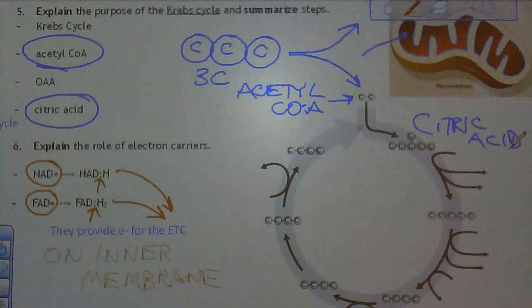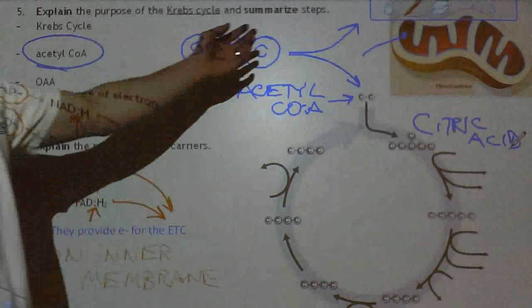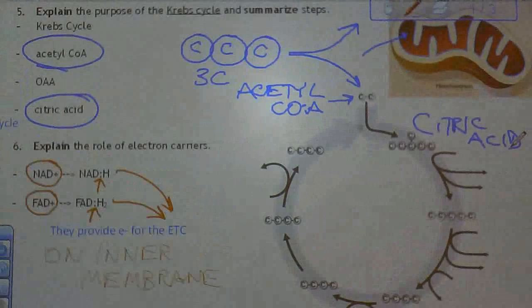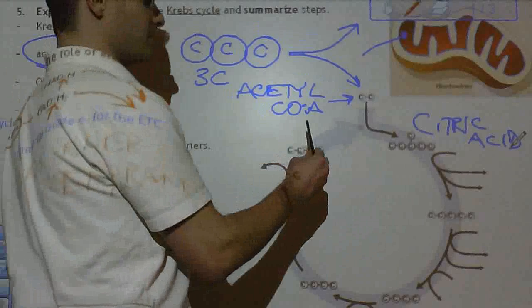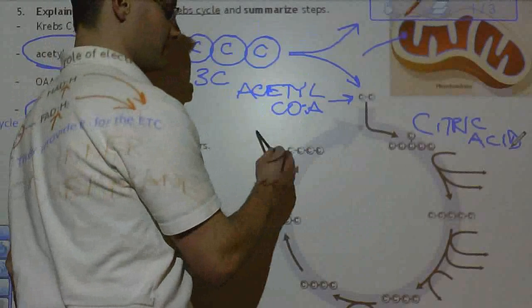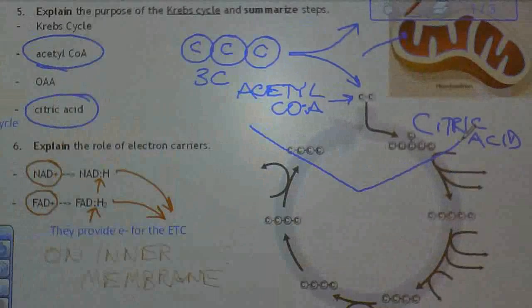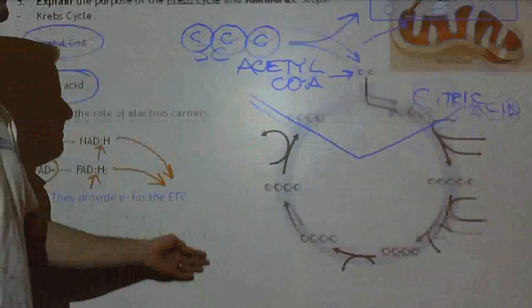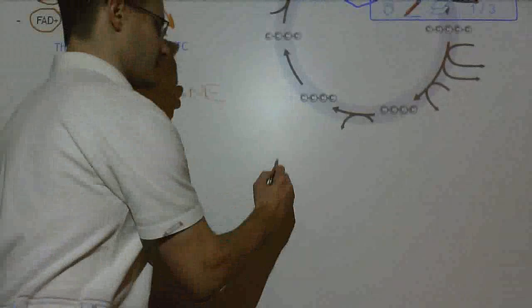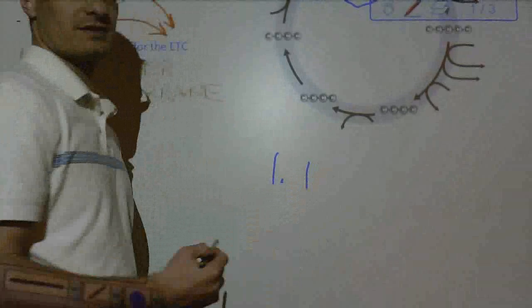First thing that happens, actually, we're going to break this down. It says here, summarize in 3 steps. So let's call this our first step of the Krebs cycle, and that is the formation of citric acid. So if you want, just off to the side somewhere, write Krebs cycle, steps.